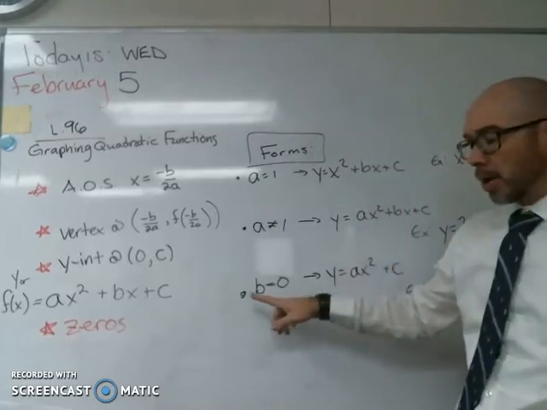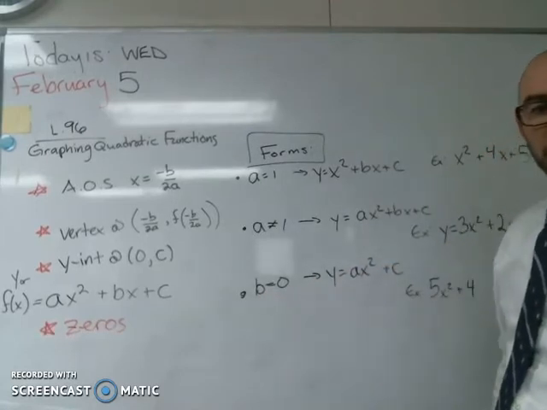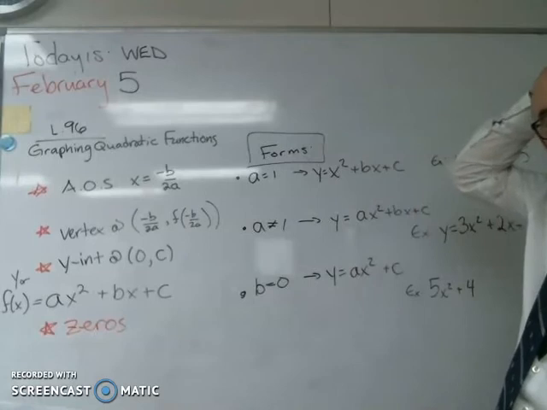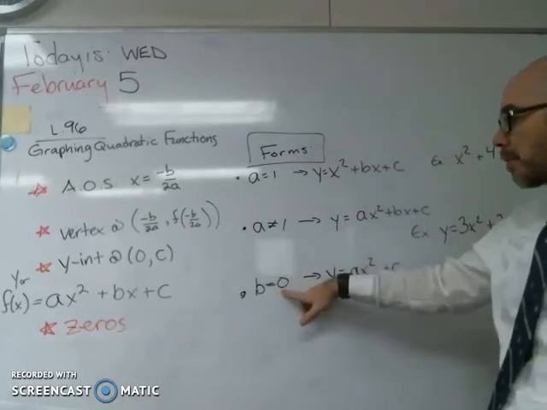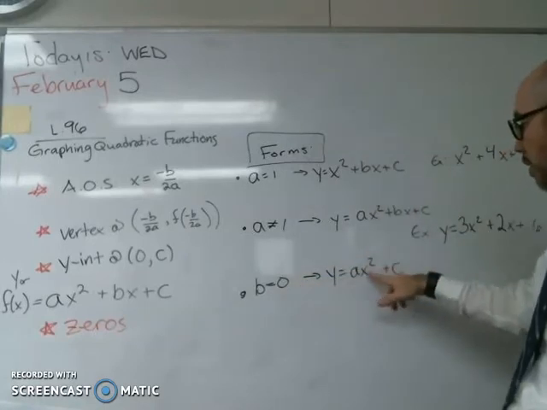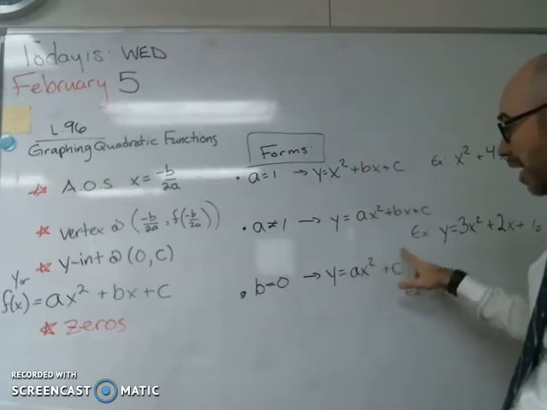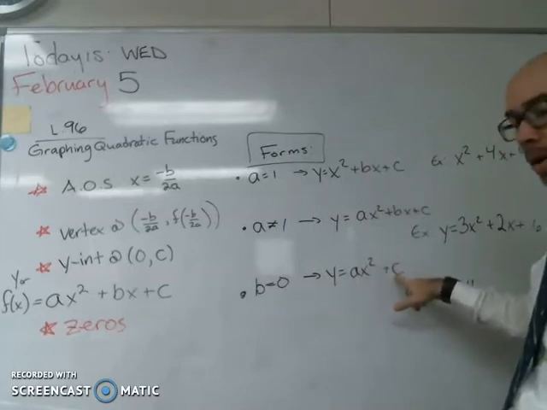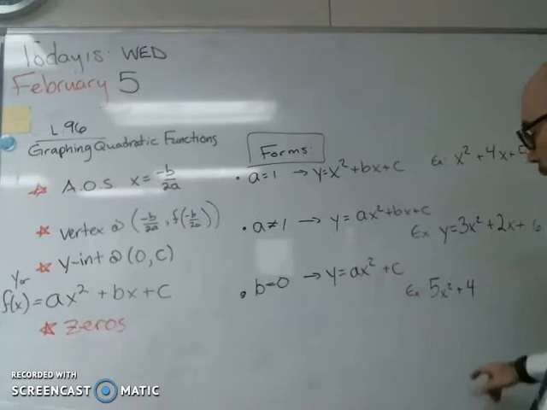And then we're also going to get to this, and this will be a little bit easier to show on the calculators. But what if the b portion of it is 0? It means there's no plus bx in there. It's just ax squared plus a constant. To give you an example of that, would be 5x squared plus 4.